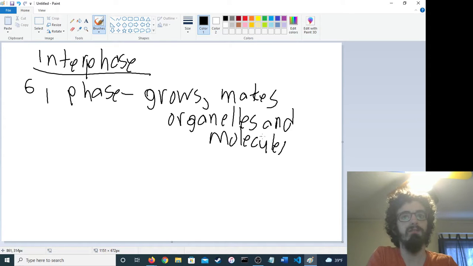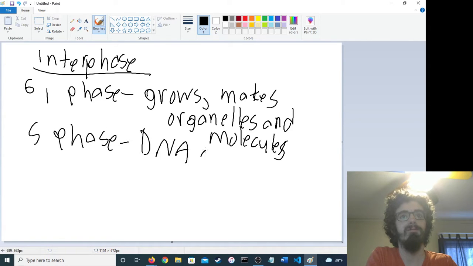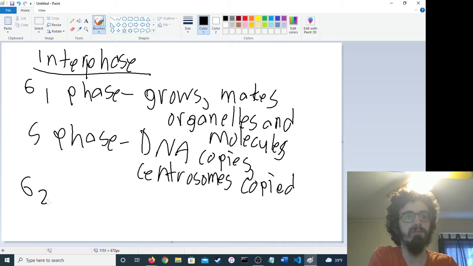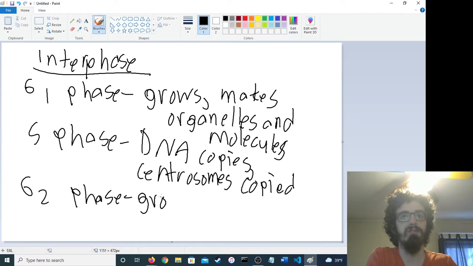S phase, think setup. So DNA copies, centrosomes copied, or an analogous process in plant cells. G2 phase, second gap phase, grows, makes organelles and molecules.